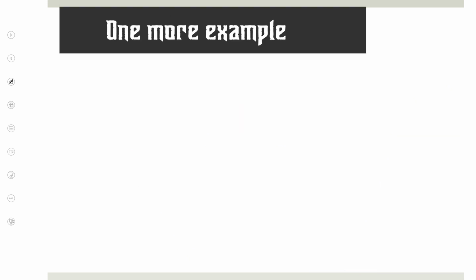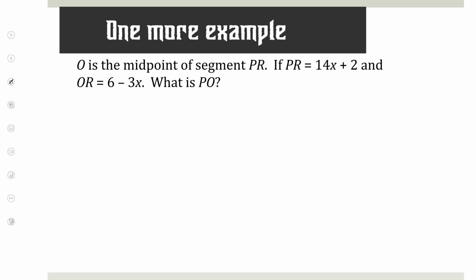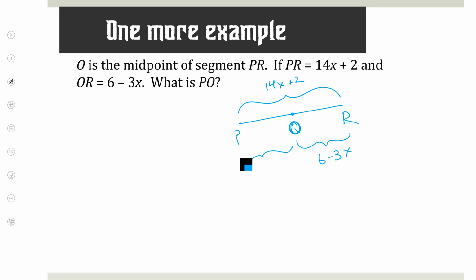Excellent. Okay, I don't really want to work all the way through this problem because I want to move on and do some other stuff, but I will talk a little bit about it, and that is I'll start with a picture because we kind of covered this already. I've got Puma as one endpoint, raccoon as another, and O is the midpoint. Whoops, not Q, O. And I know that PR is 14x plus 2, and OR is 6 minus 3x. Okay, question number 1. How long is Puma octopus? 6 minus 3x. Beautiful.